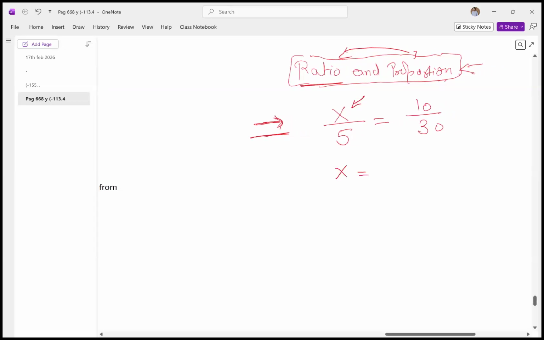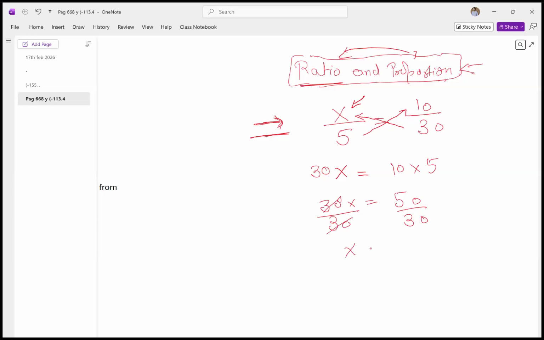If I move this to the other side, I can cross multiply. So this will become 30x, which is equal to 10 times 5, which is equal to 50. And now dividing both sides by 30, that's going to give me the value of x. So 50 divided by 30, whatever answer you get by dividing, you can write it down here.